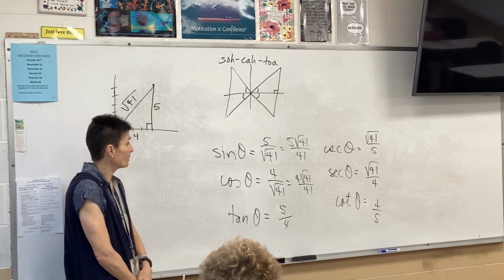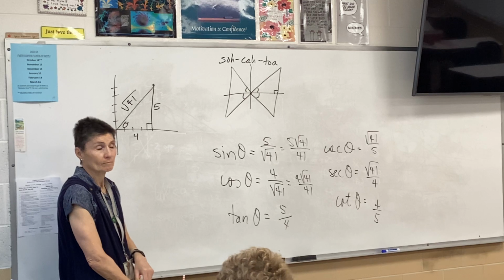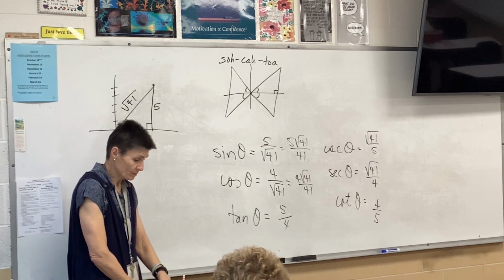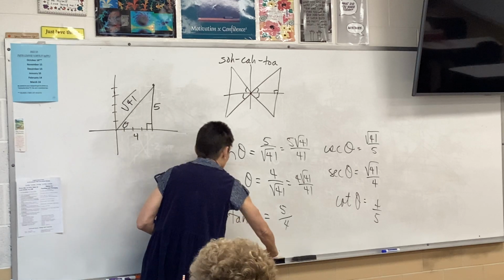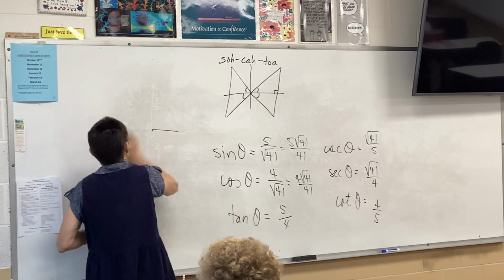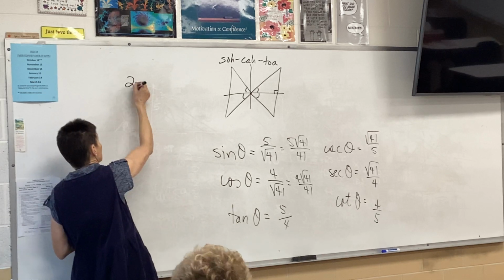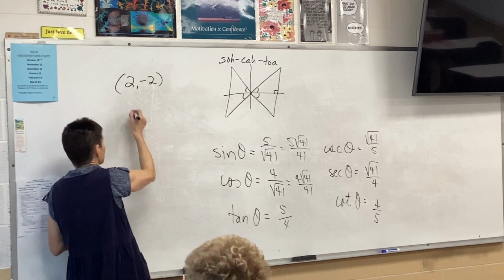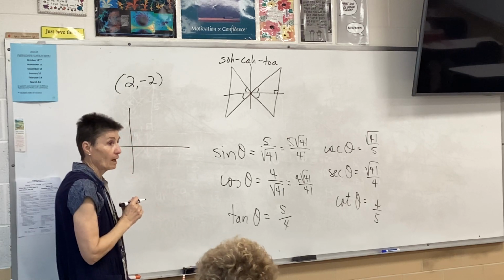Anybody have a question about any of that problem? Well, here's the good news then. The next problems are exactly the same. In problem 2A, the point is 2, negative 2. So what do you think I'm going to do? I'm going to plot it.